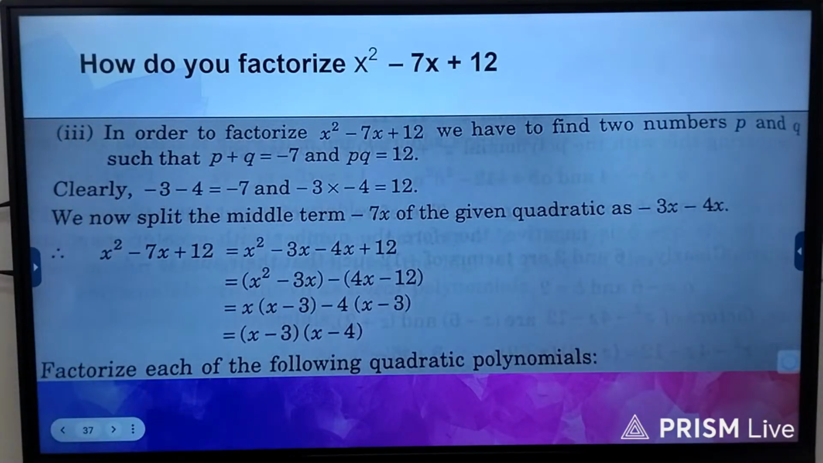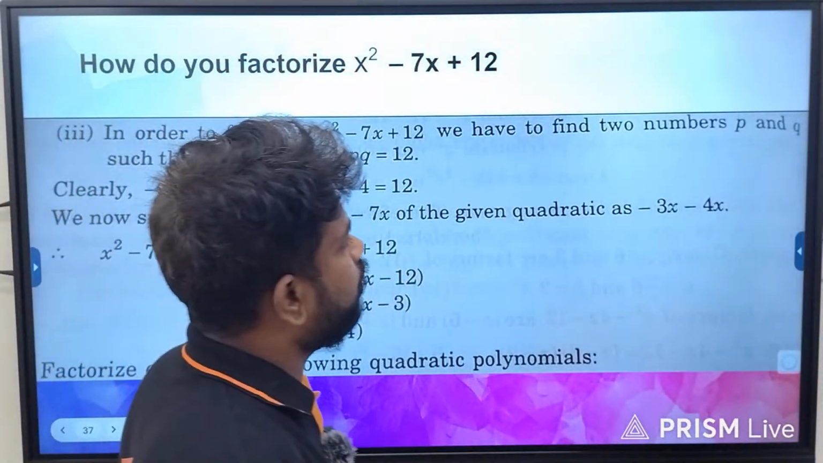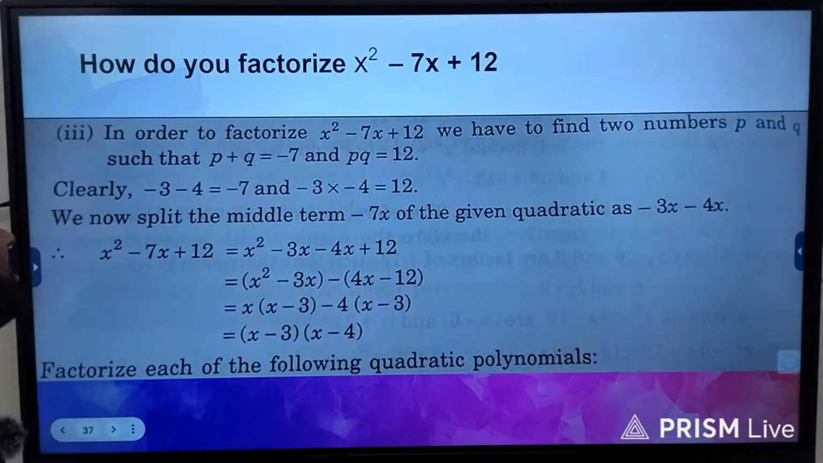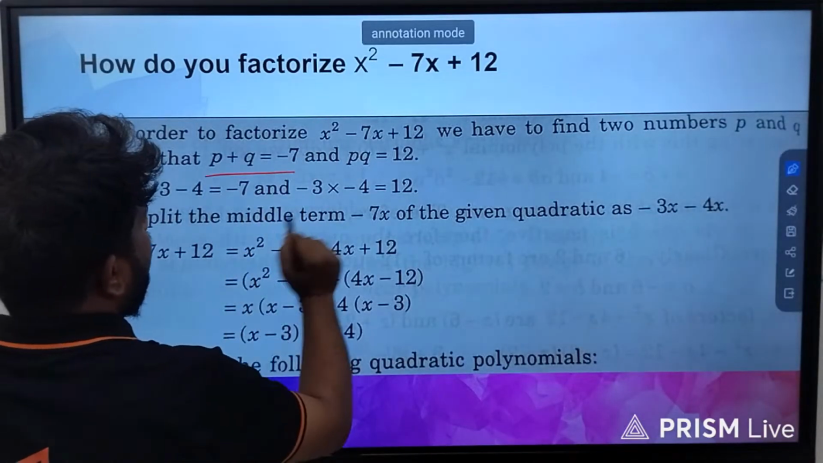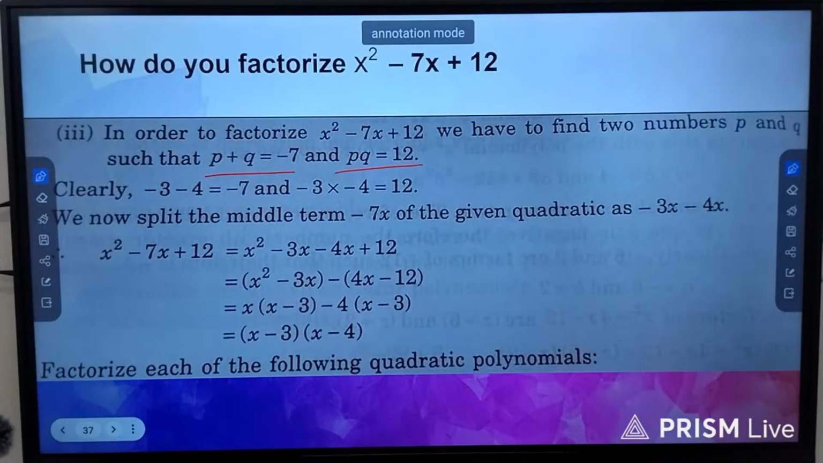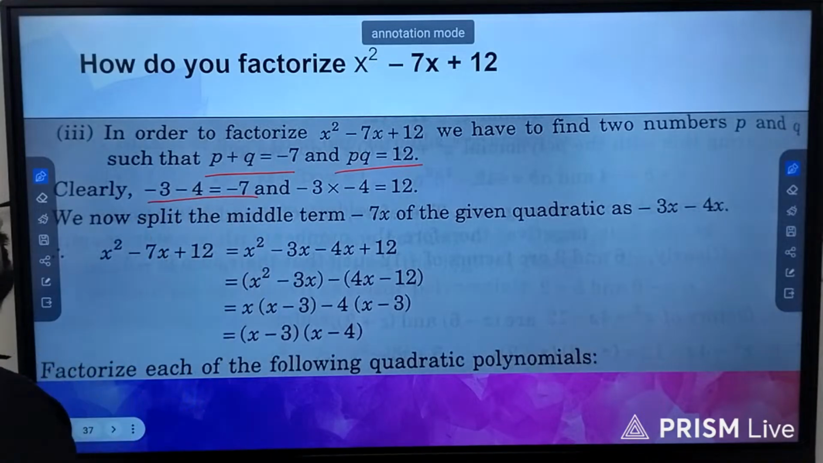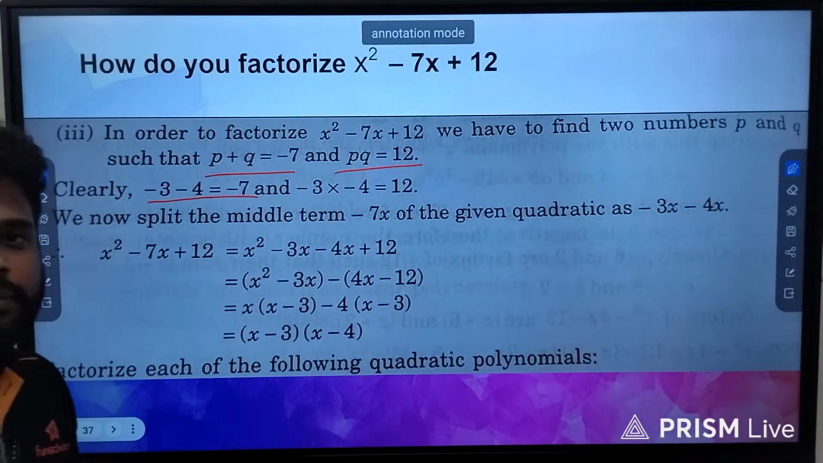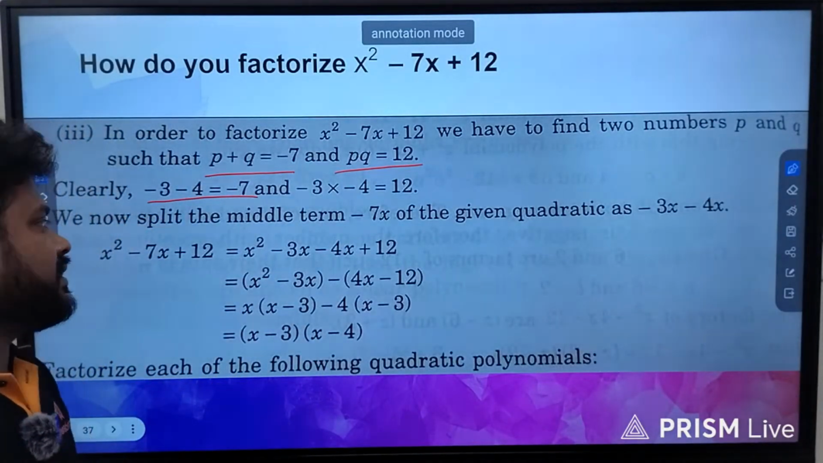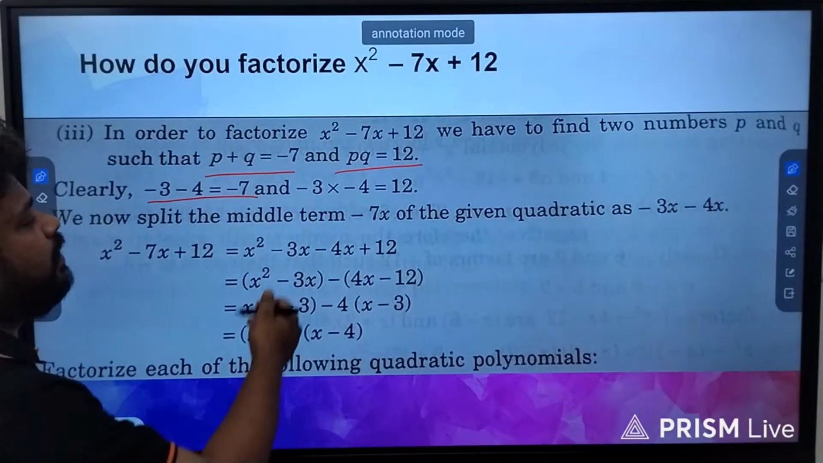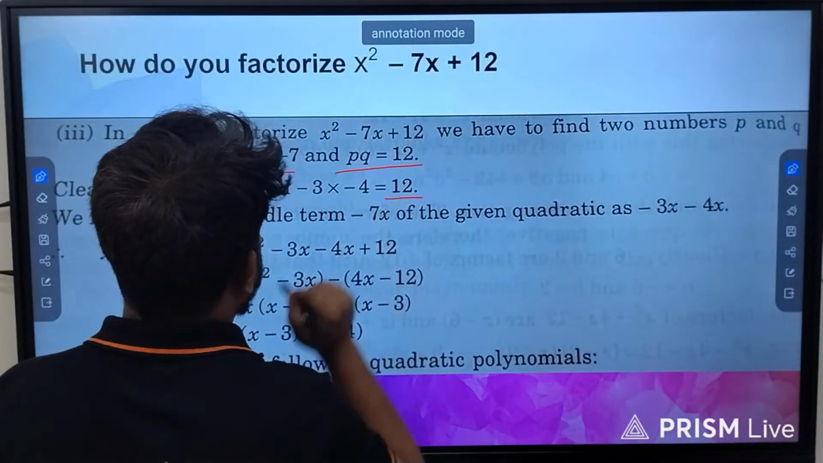For this one, in order to factorize x square minus 7x plus 12, we have to find two numbers p and q such that p plus q is equal to minus 7 and pq is equal to 12. Clearly p plus q is minus 7. We have two numbers, minus 3 and minus 4, which make minus 7 as the sum, and 3 into 4 is 12, and minus into minus gives a positive, so it will be 12.